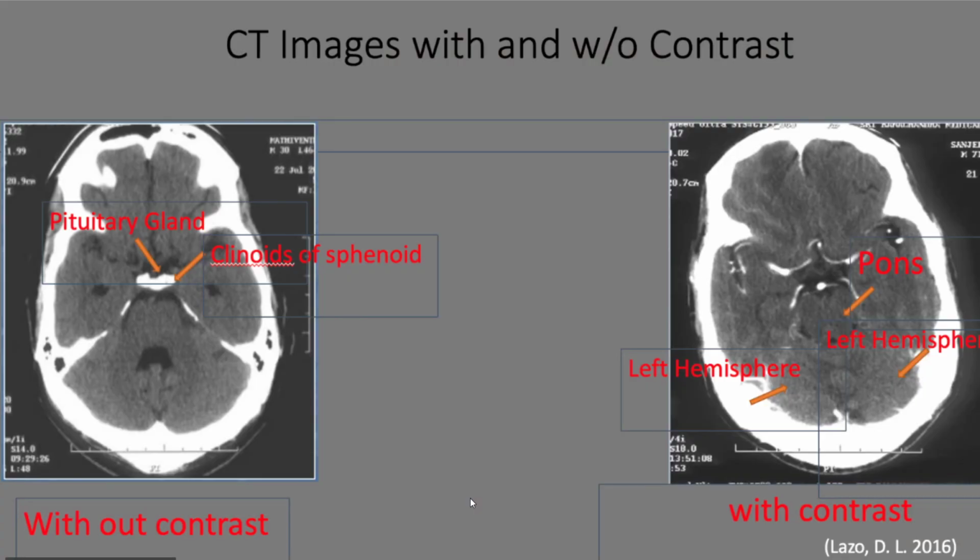So moving forward, we have a CT image with and without contrast of the brain or the head. As we're looking through here, we could see on the one on the left without contrast, we have the clinoids of the sphenoid, as well as the pituitary gland hanging off right close to it. We look at the one on the right with contrast, you're going to see there's more cranial definition of the brain. We see more of the folds, and I have it labeled. You can see the pons in the middle there. We have the left and right hemisphere.